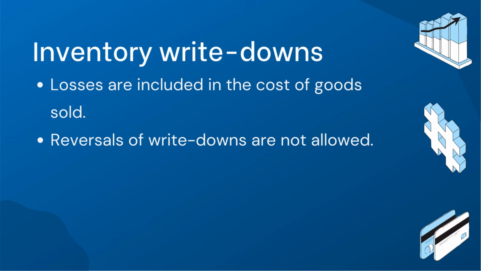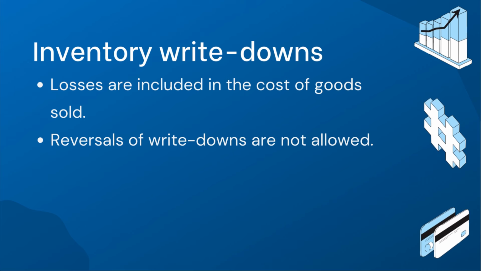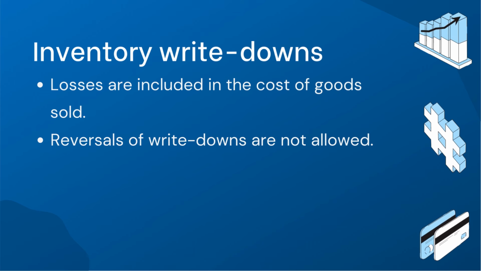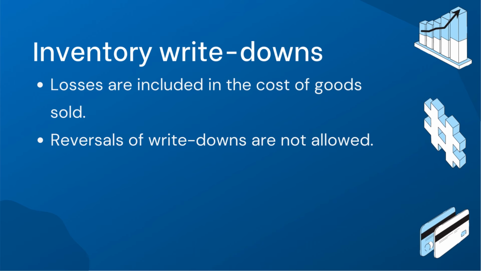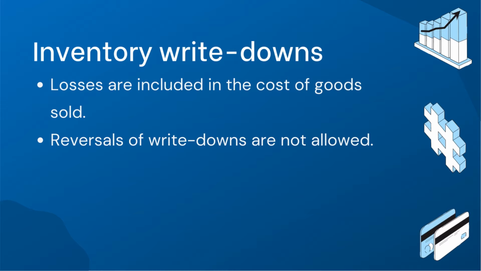Lastly, reversals of write-downs recognized in annual financial statements are prohibited. Once inventory is written down below its original cost, the reduced amount becomes the new cost basis and cannot be reversed to its previous value in future periods. This rule ensures consistency and accuracy in financial reporting.